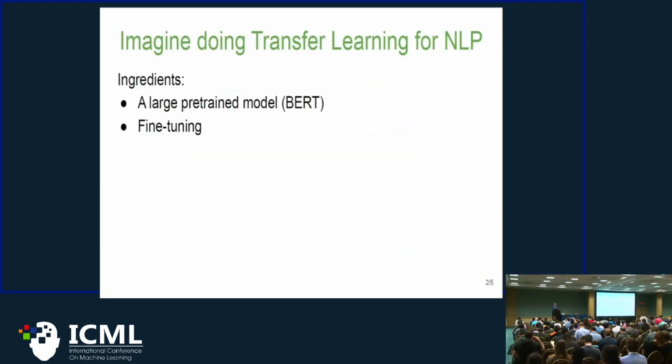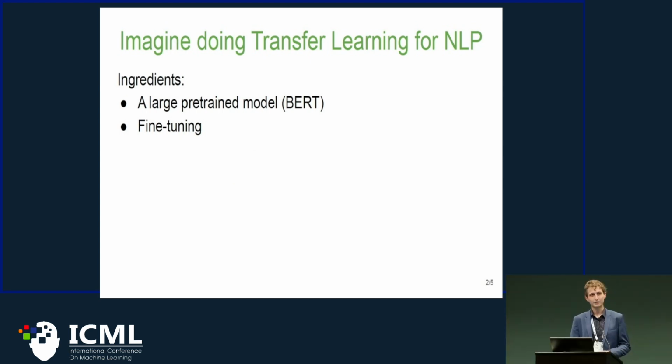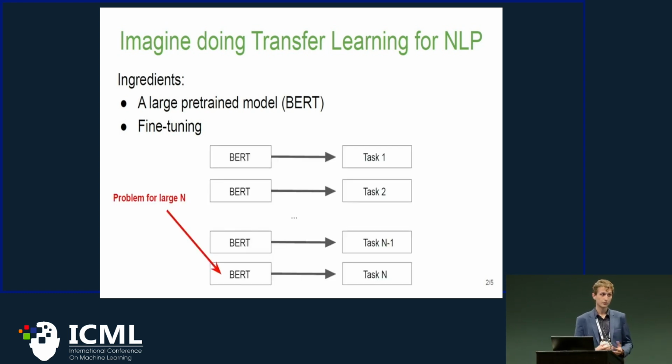So imagine we are doing transfer learning for natural language processing. The necessary ingredients as of now include a large pre-trained model, and we'll focus on BERT, and a procedure to actually train weights, and we'll focus on fine-tuning, which is a state-of-the-art approach. In this case, for each of the tasks, we will copy the weights, adapt them, and then store them. However, this can become prohibitively costly if you have a lot of tasks. This can happen in a few situations. For instance, if we move towards a future where we have a single, very large and very capable model, we might wish to transfer it to many, many tasks.